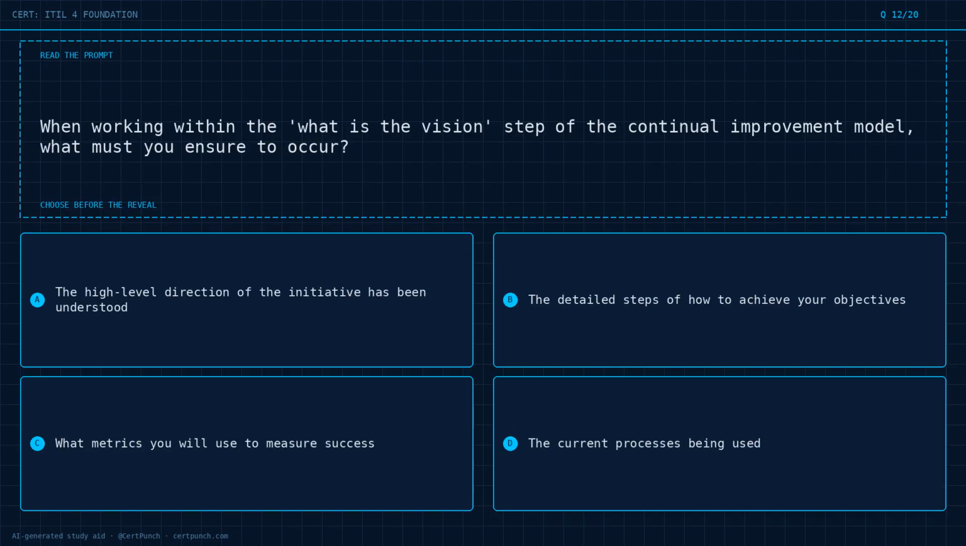Question 12 of 20. When working within the what is the vision step of the continual improvement model, what must you ensure to occur? Option A. The high-level direction of the initiative has been understood. Option B. The detailed steps of how to achieve your objectives. Option C. What metrics you will use to measure success. Option D. The current processes being used.